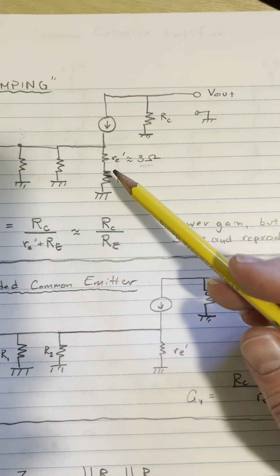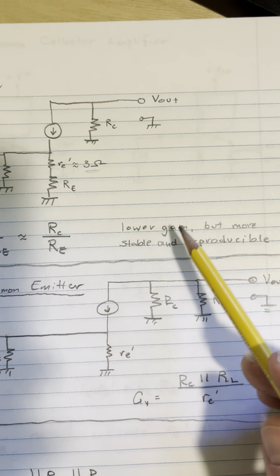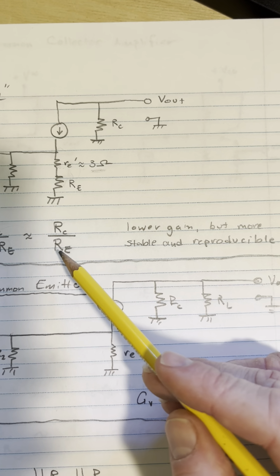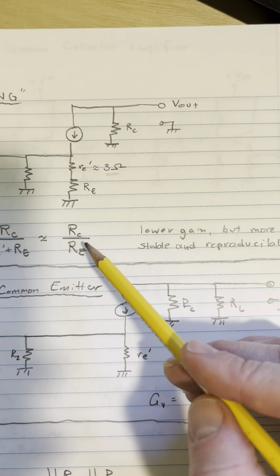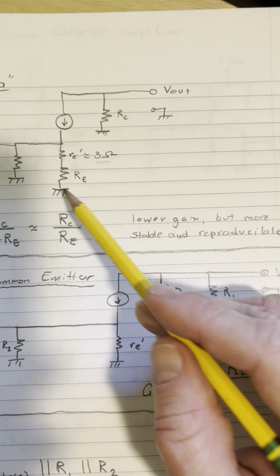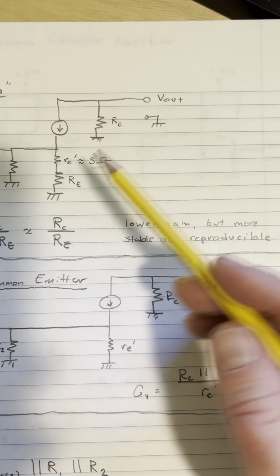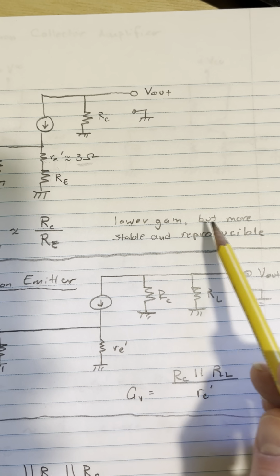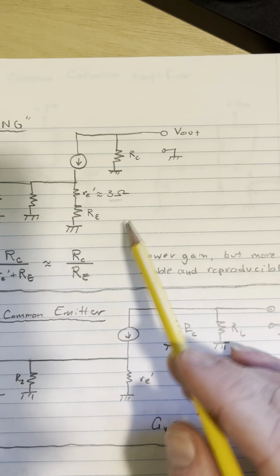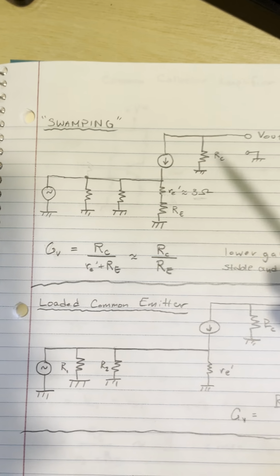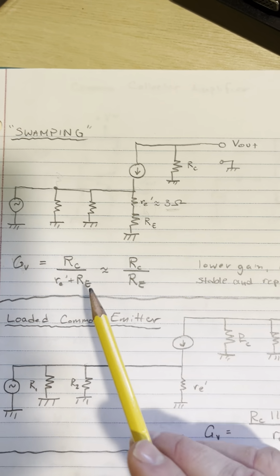What swamping does is it lowers the gain because RE becomes bigger, but the gain is now defined more by the value of some resistor that you purchase, and you can purchase resistors that are very stable and reproducible, so you're trading lower gain for more stable and reproducible gain. Okay, so that is the swamping situation.